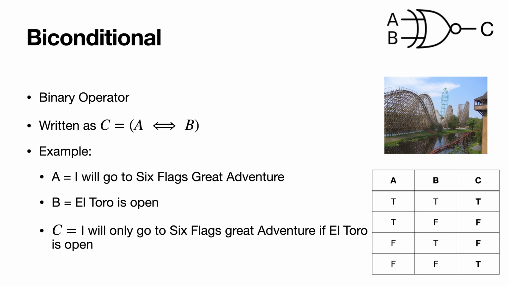And this is why we say the biconditional captures logical equivalence, because it basically says, do A and B have the same truth value? So basically, this would be false if, say, I didn't go to Six Flags Great Adventure, but El Toro was open. Or it would be false if I went to Six Flags Great Adventure and El Toro was closed.